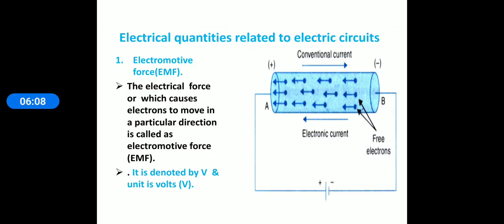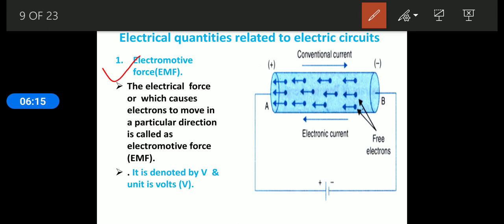Then electrical quantities related to the electrical circuit. First, electromotive force. What is the electromotive force? The force which causes electrons to move in a particular direction is called electromotive force. It is denoted by V, and the unit of electromotive force is what?